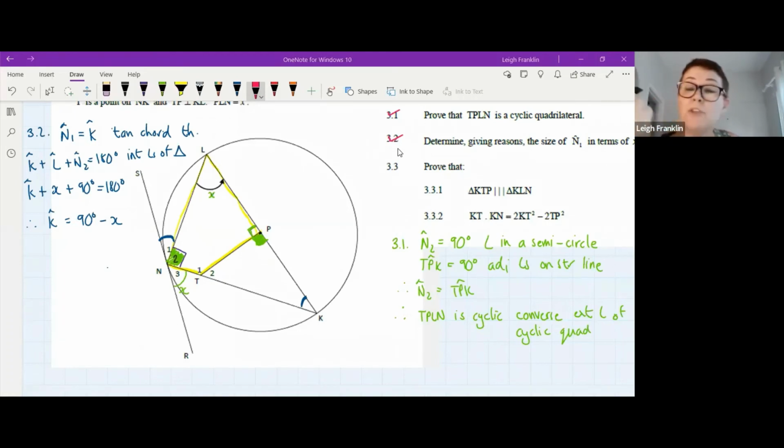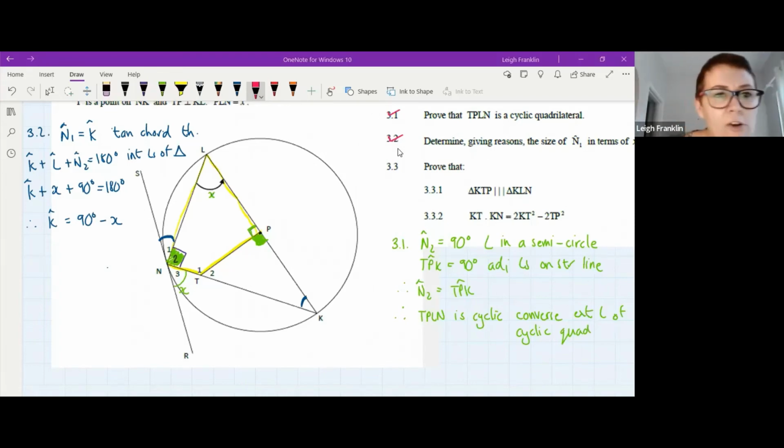But what you would have to do there, this is amazing. I love it when my students do this because now you really are thinking. Just like there was more than one way to do question 3.1, there's more than one way to do question 3.2. Brilliant. But what would you have had to say first? You would have had to state that angle N3 was equal to X.